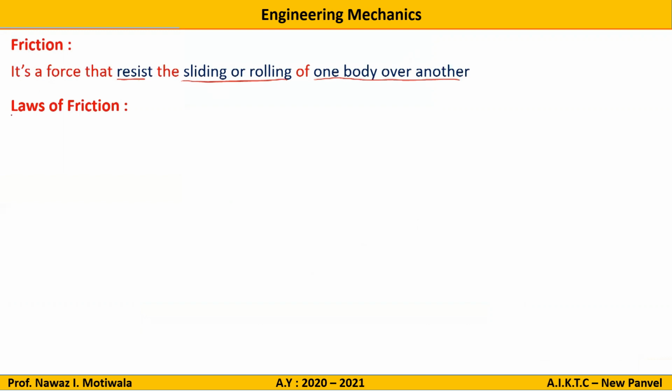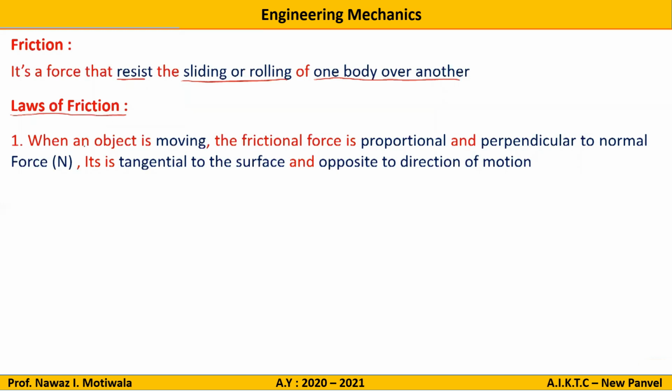Then let us study the different laws of friction. The first law of friction is that when an object is moving, the frictional force is proportional to the normal force. It is tangential to the surface, perpendicular to the normal force, and opposite to the direction of motion.